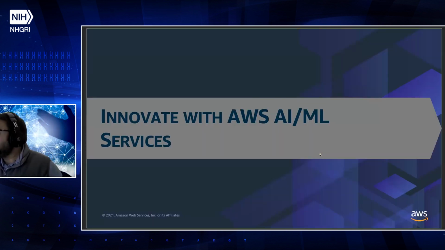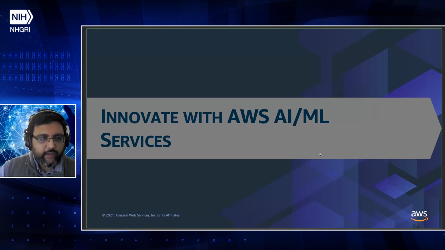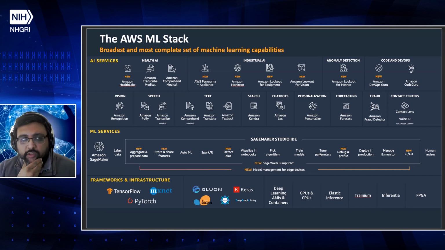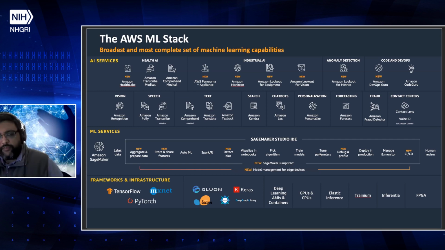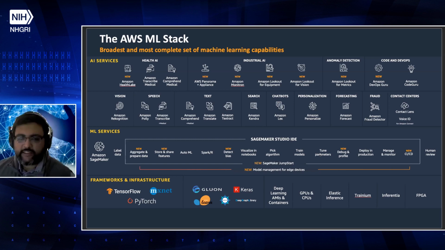I wanted to also quickly touch on using the AWS AI/ML services for accelerating, and how you can start to think about innovating in the cloud, right? So this is the AWS machine learning stack, which is the broadest and most complete set of machine learning capabilities. The way this is organized, it's available at 3 levels for the various use cases that we see. At the framework and infrastructure level, for those machine learning scientists who just want access to TensorFlow or PyTorch to build their machine learning solutions, AWS supports all of them.